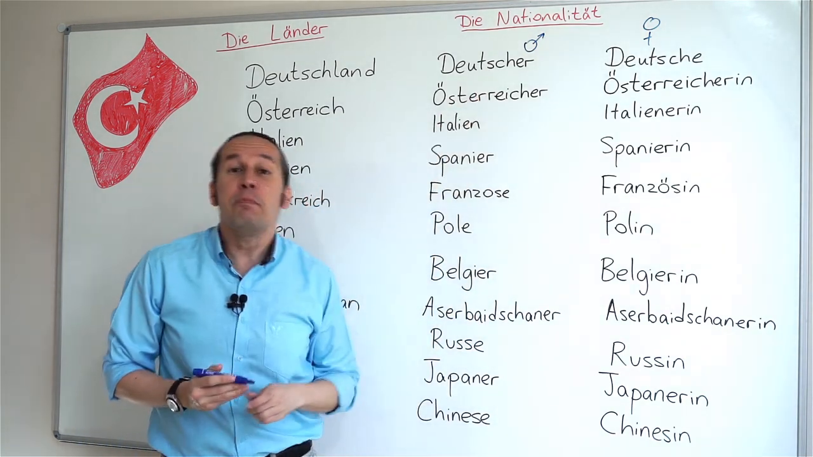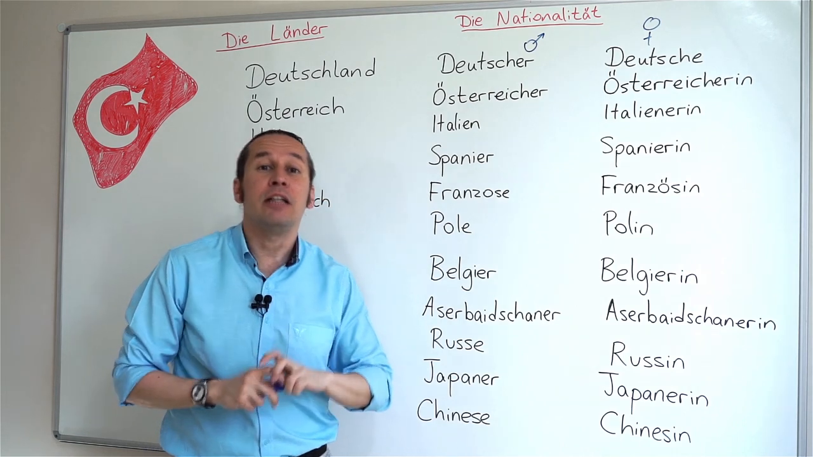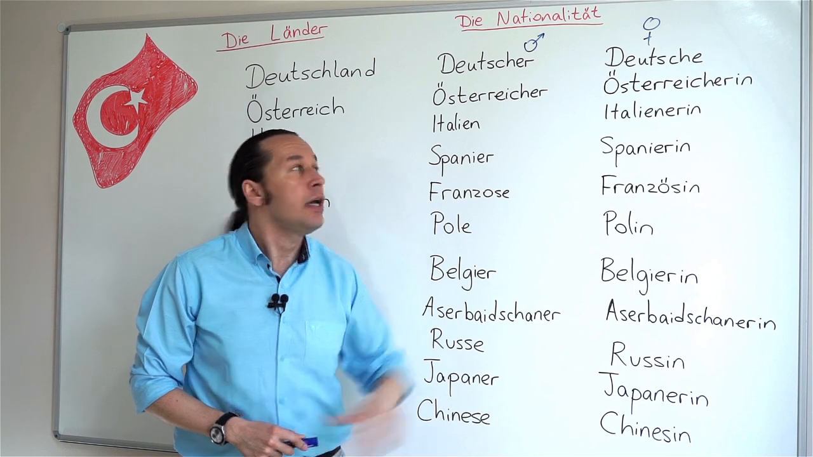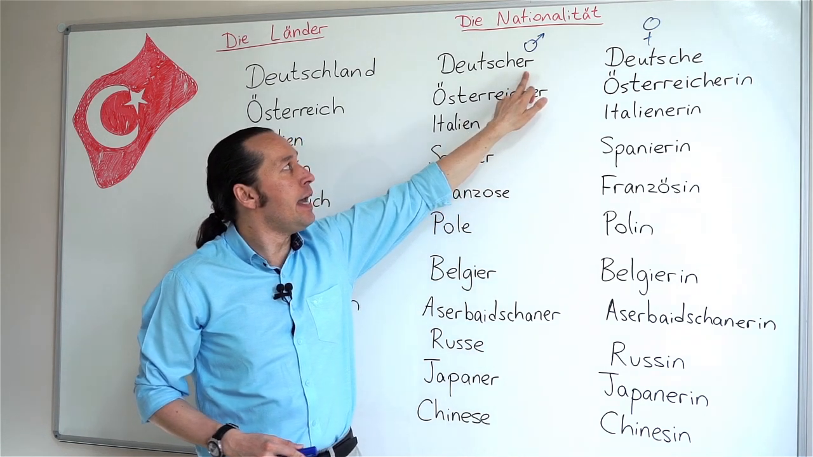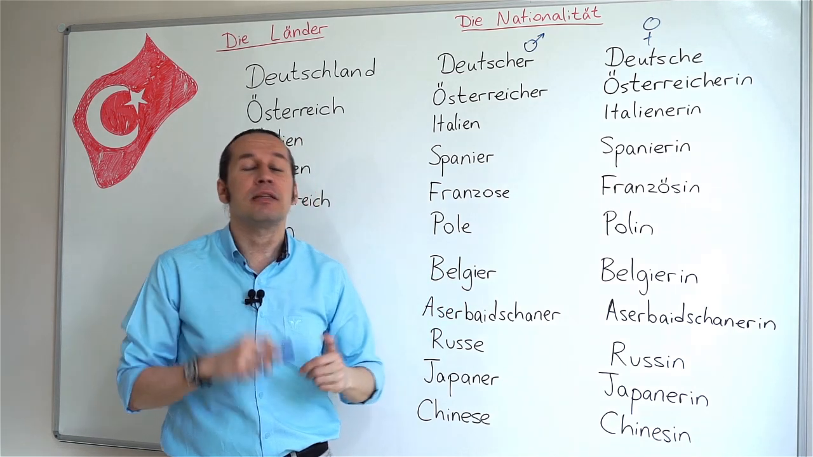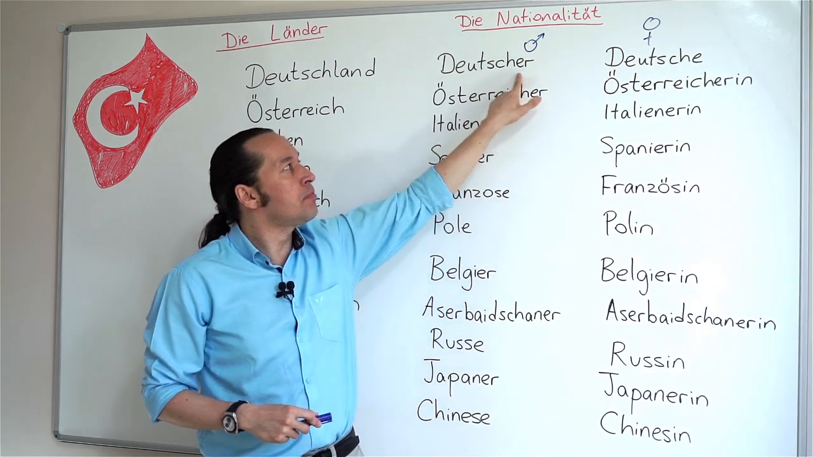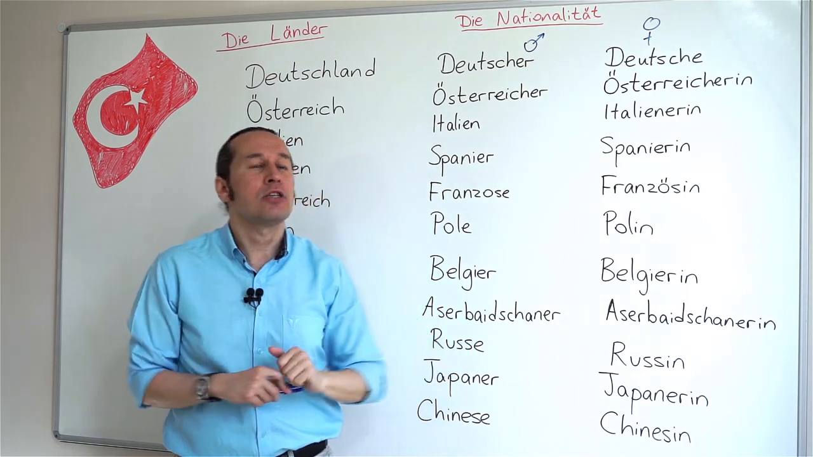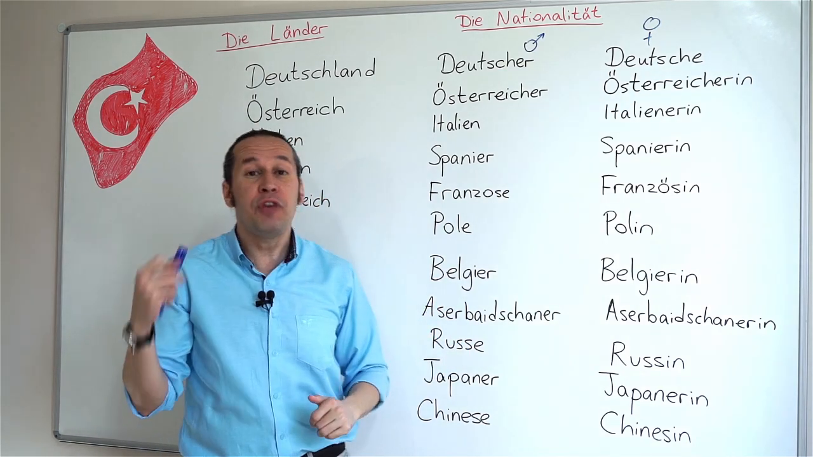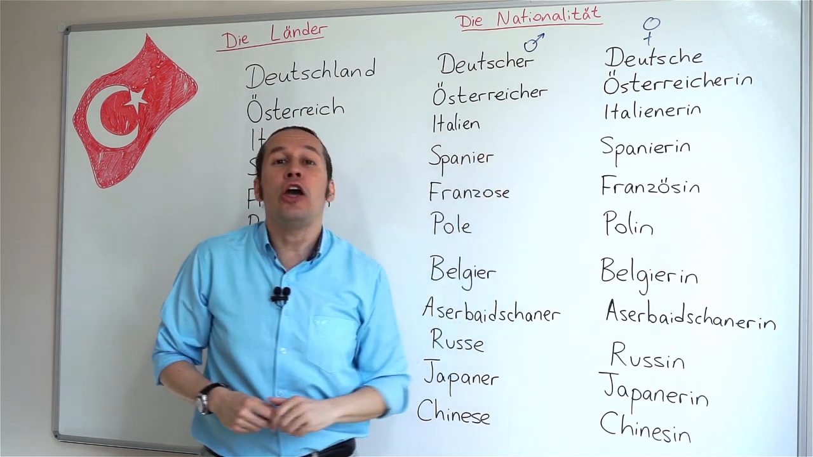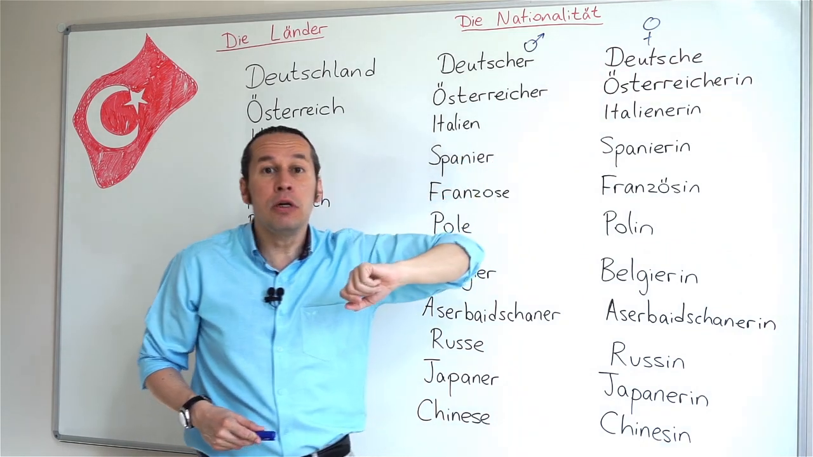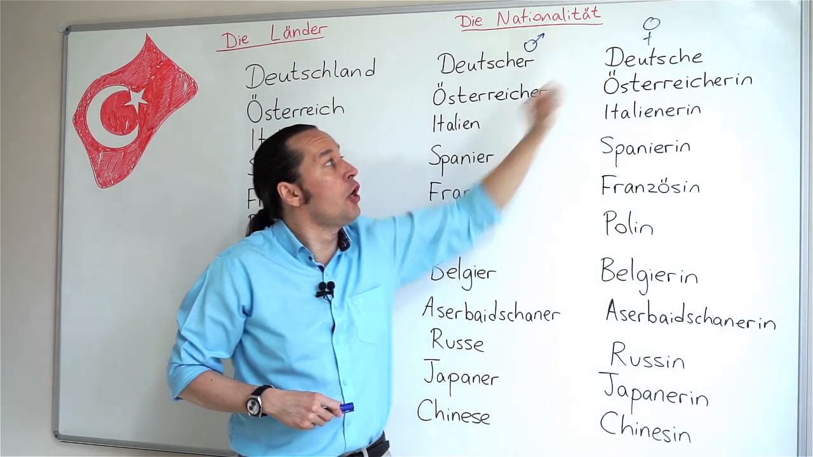So, if I mention someone, a male German, I'll say Deutscher. Here, er is pronounced not as Deutscher, but Deutscher, so that becomes just like an A. So, Deutscher stands for male German. If it's a female, I'll say Deutsche, which stands for a woman, a female German, Deutsche.